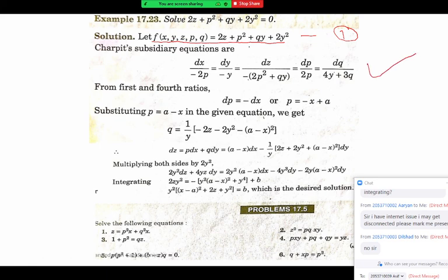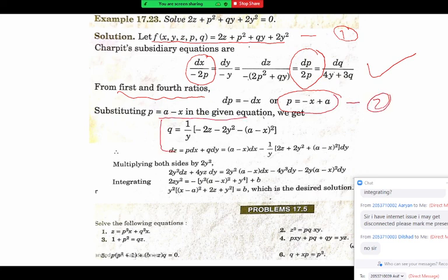This is the subsidiary equation. Then from this ratio, first and fourth ratio, you get the value of P. This is equation 2. By 1 and 2 you get Q. Once you get P and Q, substitute and integrate. So this is a tricky part. You can go through it later on. That's all, so I will not go into detail. I know you can do it. You can go through that slide later on.